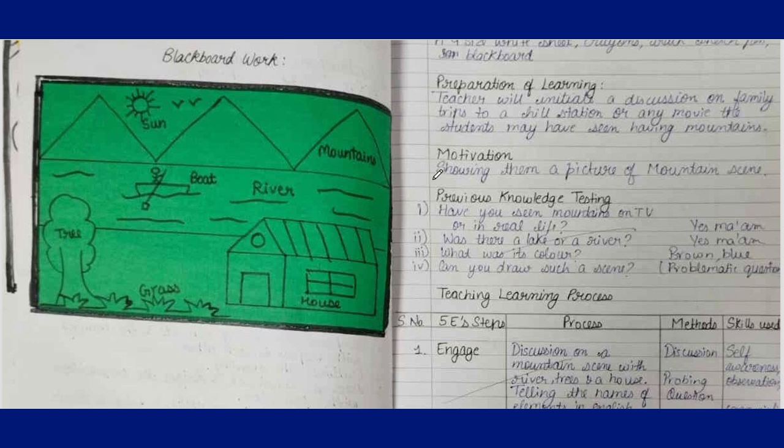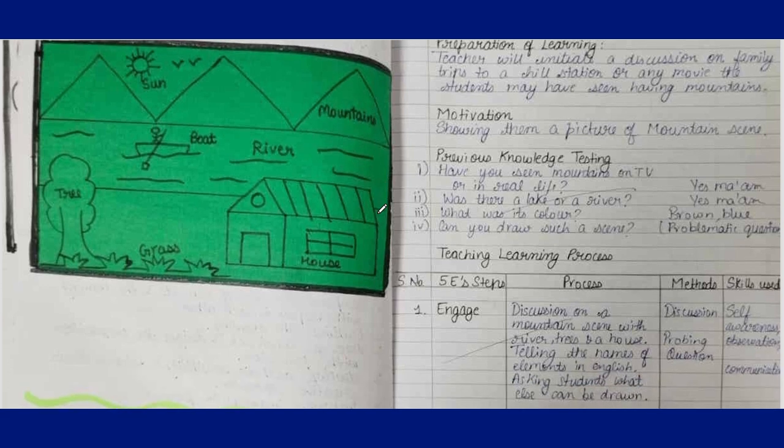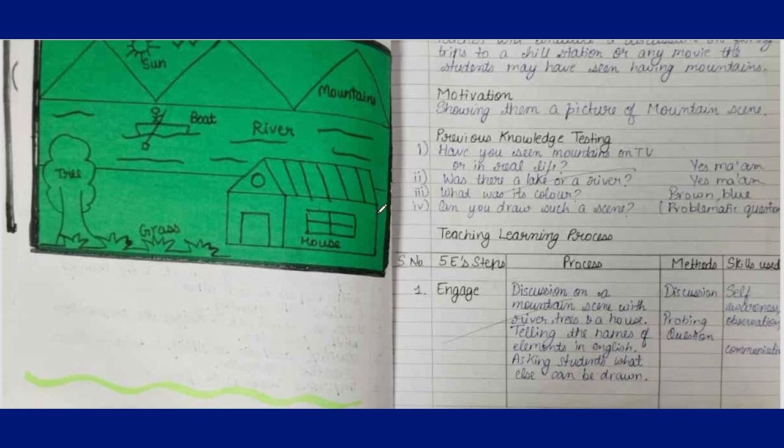Motivation includes showing them a picture of mountain scene. In the blackboard work, you can draw the landscape and you have to label everything. Previous knowledge testing. Ask students, have you seen mountains on TV or in real life?